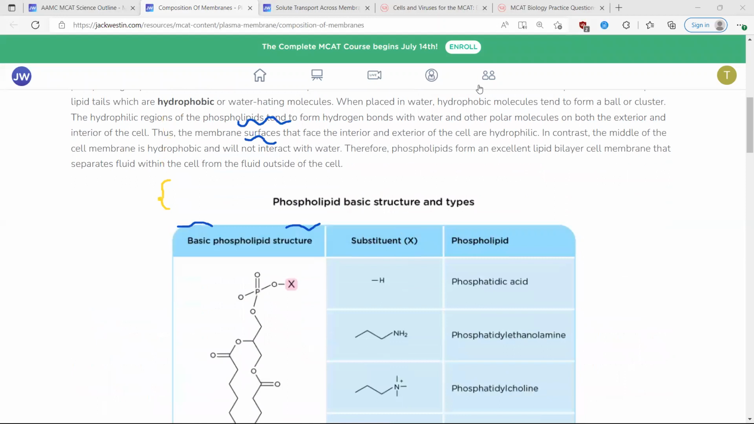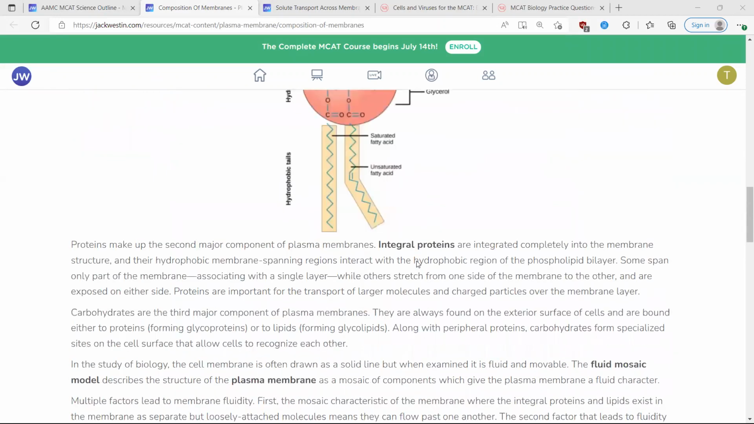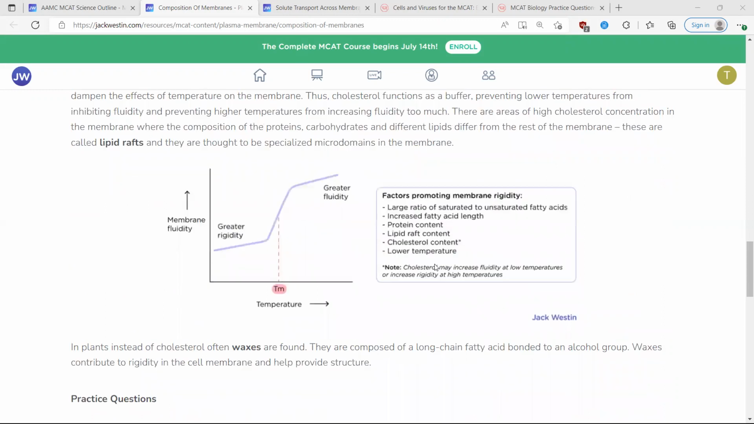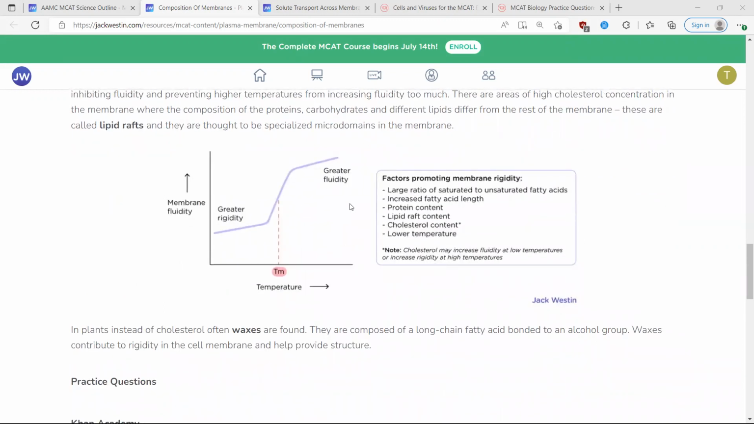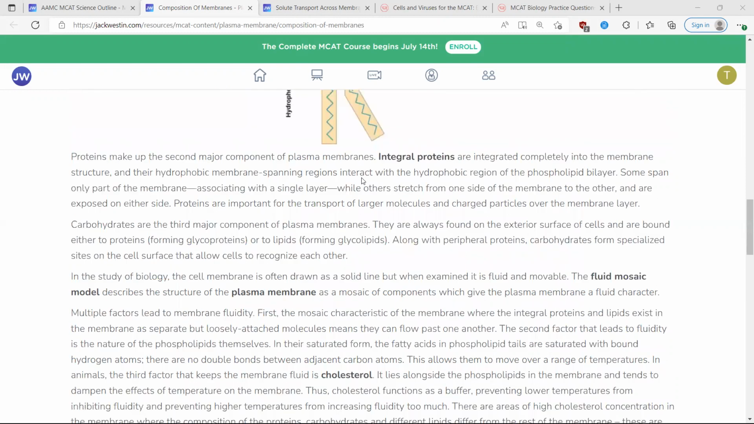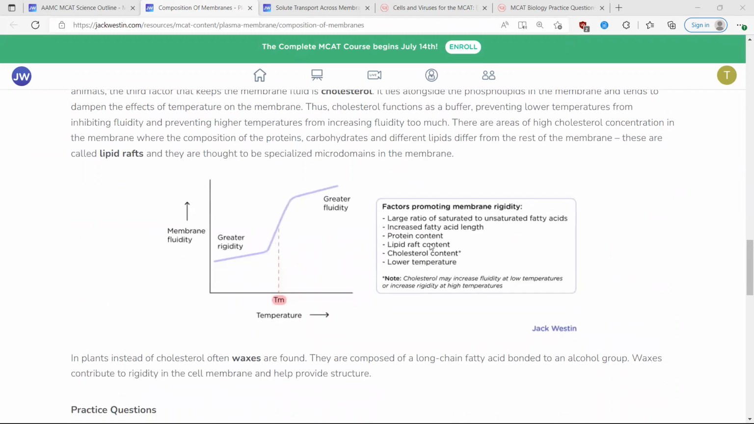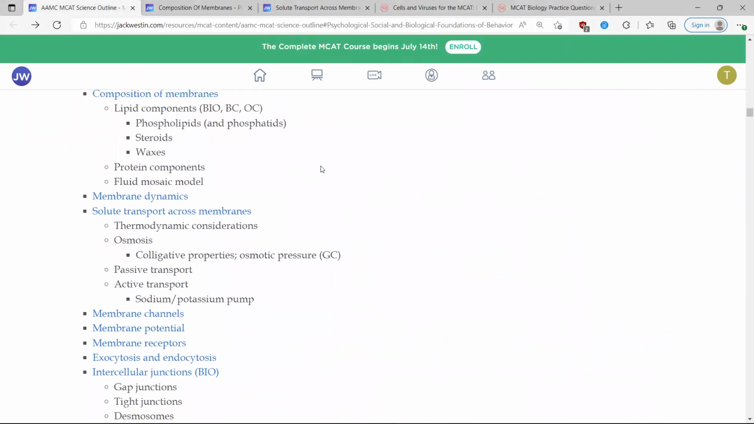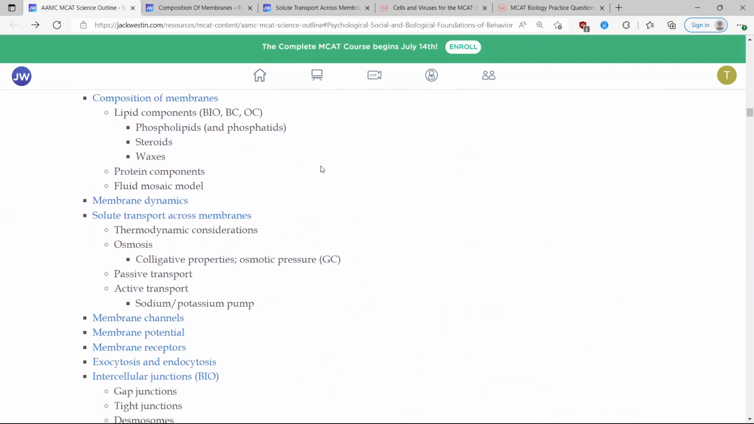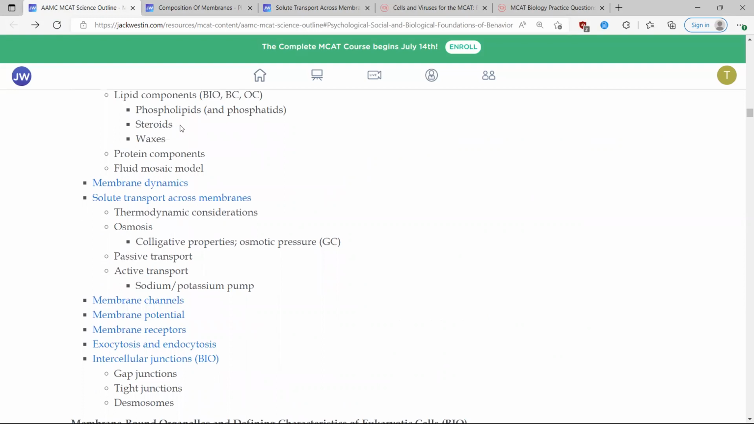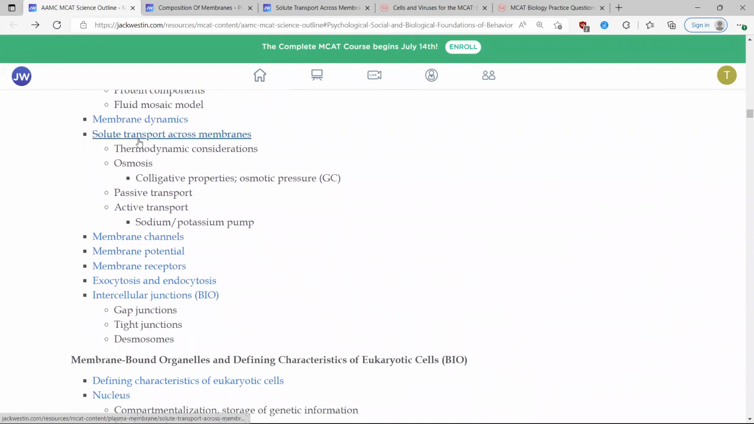And we talked about factors that affect the structural integrity of the membrane, the rigidity of the membrane. If the tails are longer, they can pack together more tightly, and that makes the membrane more resistant to temperature and stuff like that. So that was a deep dive into lipids last week. Now we'll talk more about other components of the membrane.